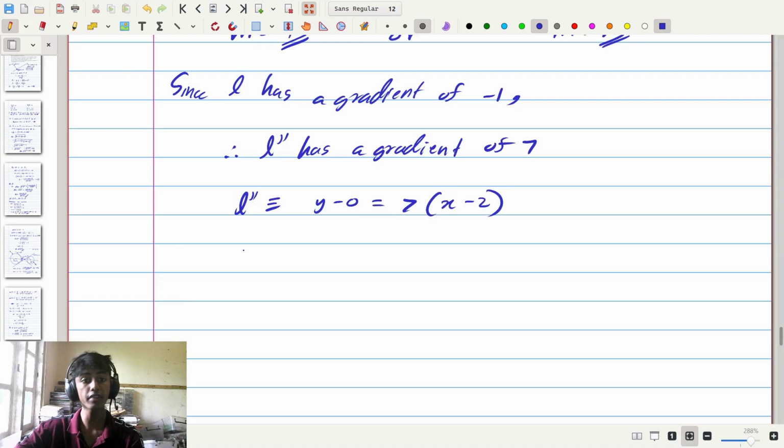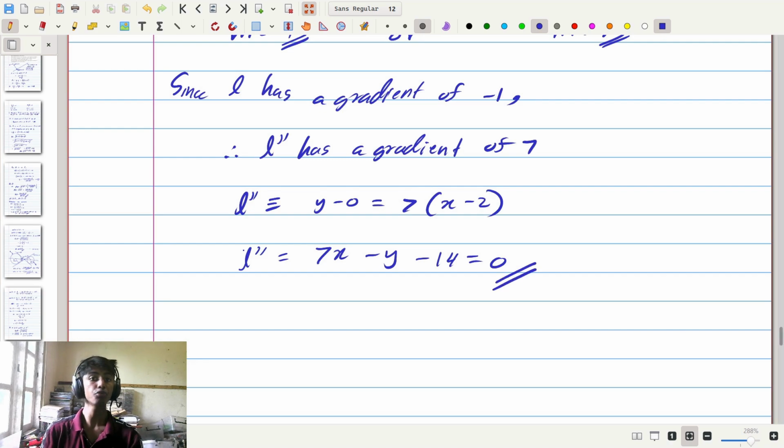Now simplifying this down, if I write L double dash in the form ax plus by plus c equals 0, we get 7x minus y minus 14 equals 0. And that is going to be our answer for the other tangent line to the circles S1 and S2 that passes through the point C.